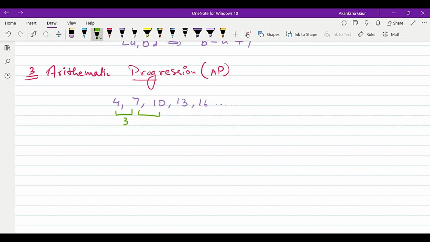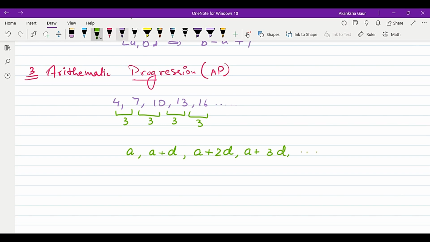Here also the difference is 3. Here as well the difference is 3. And here as well the difference is 3. So I can say the starting term would be A. The next term would be A plus the difference, that is D over here. The next term would be the previous term plus D, that is nothing but A plus 2D. The next term would be A plus 3D, and so on.